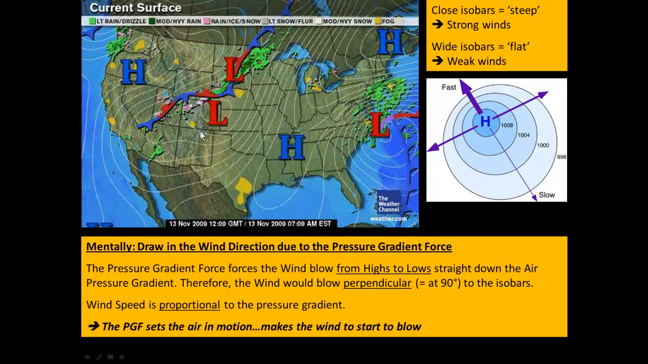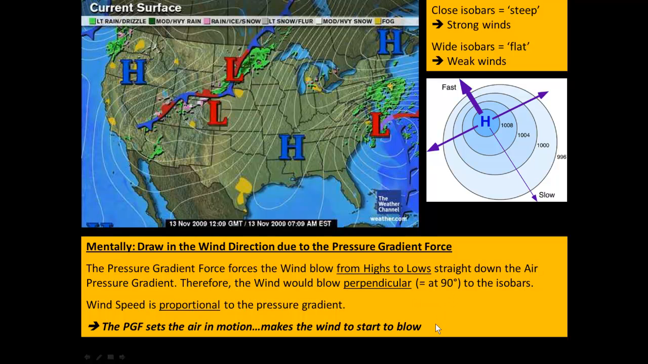So you can take any old weather map, here's an example, and sort of mentally try to draw in wind direction, now initially solely due to the pressure gradient force. So here we're assuming for fun that the Earth is not rotating, so there is no Coriolis force. There's only a pressure gradient force. And if that were the case, wind would blow from highs to lows directly down the pressure gradient, and the wind would blow across the isobars at a 90-degree angle.